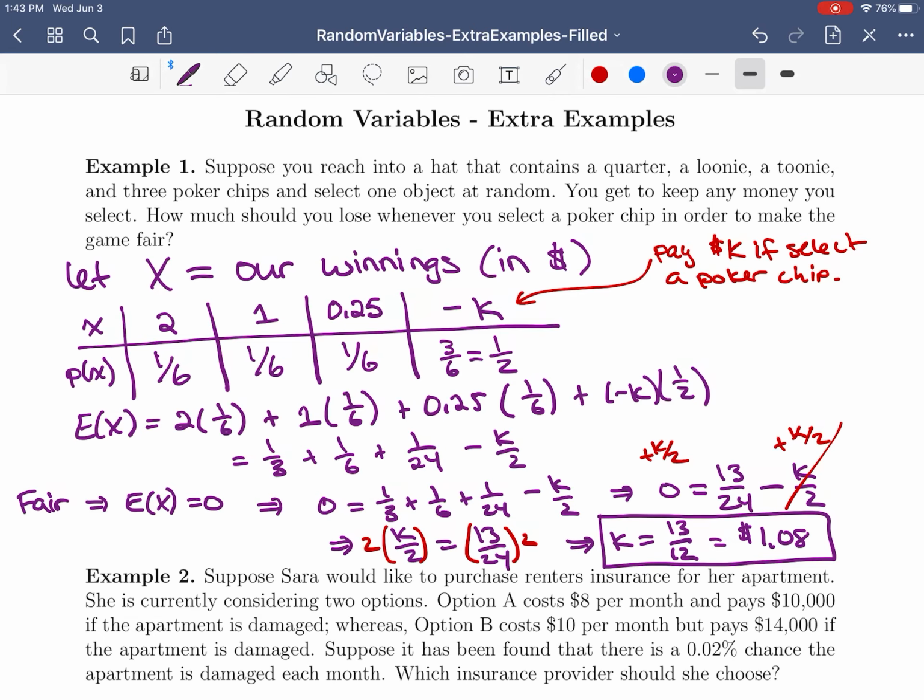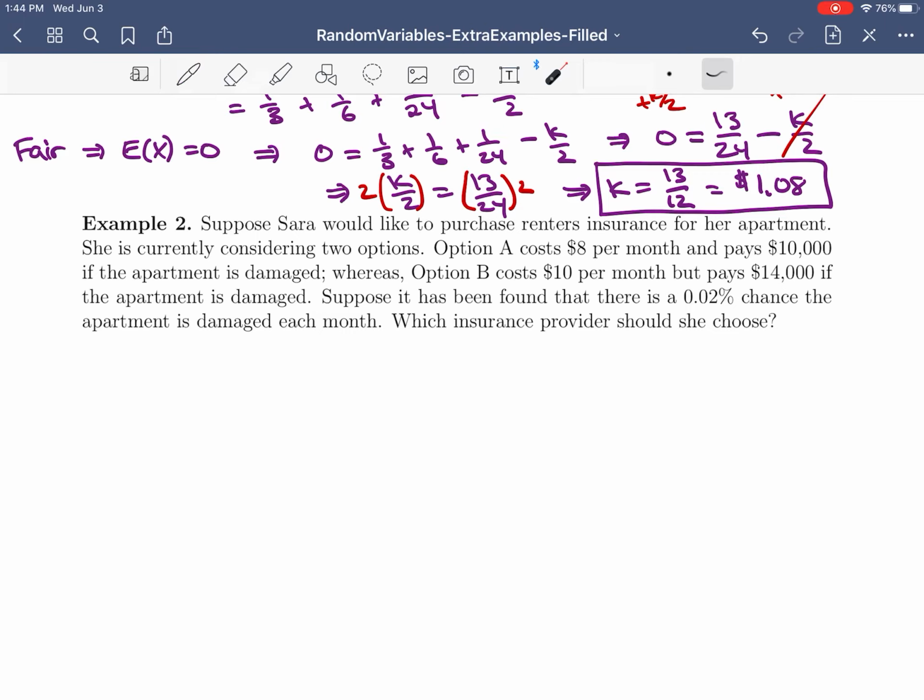Okay, let's try another one. Sarah's looking to purchase some renter's insurance for her apartment. She's considering 2 options. Option A means she has to pay $8 per month, and they would pay $10,000 if the apartment's damaged. Option B is she pays $10 per month, but she gets $14,000 if the apartment's damaged. Suppose she knows the probability that her apartment is damaged is 0.02%. We want to be careful about that. So which one should she choose?